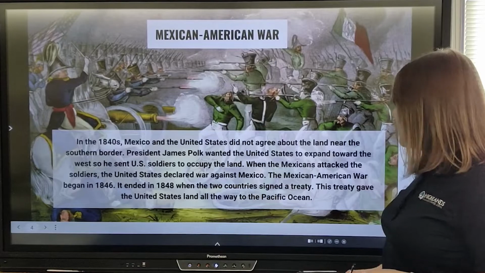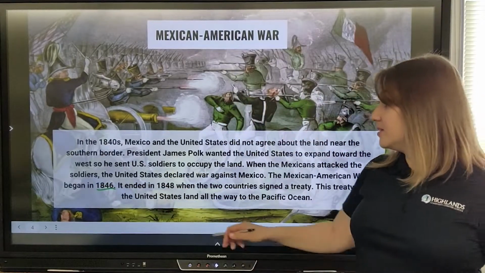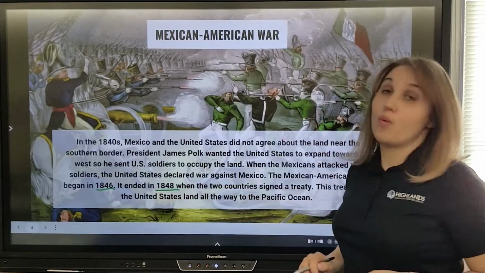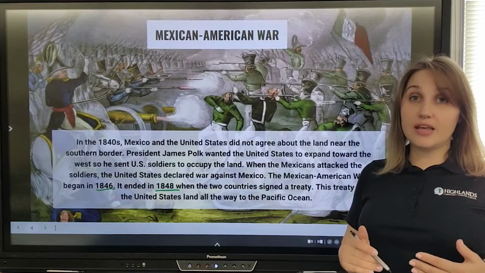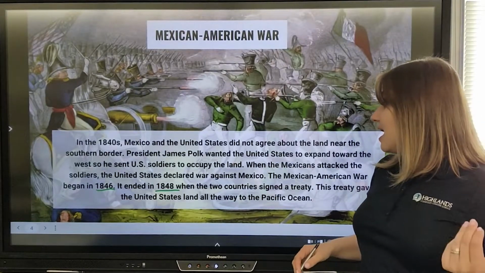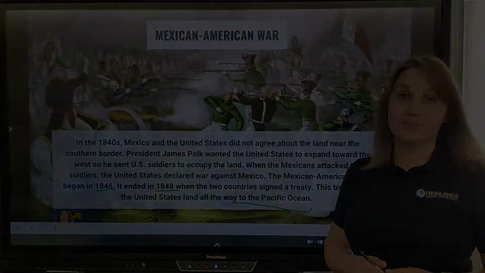So the war began in 1846 and ended in 1848 when the two countries signed a treaty. Based on that treaty, the United States land extended all the way to the Pacific Ocean.